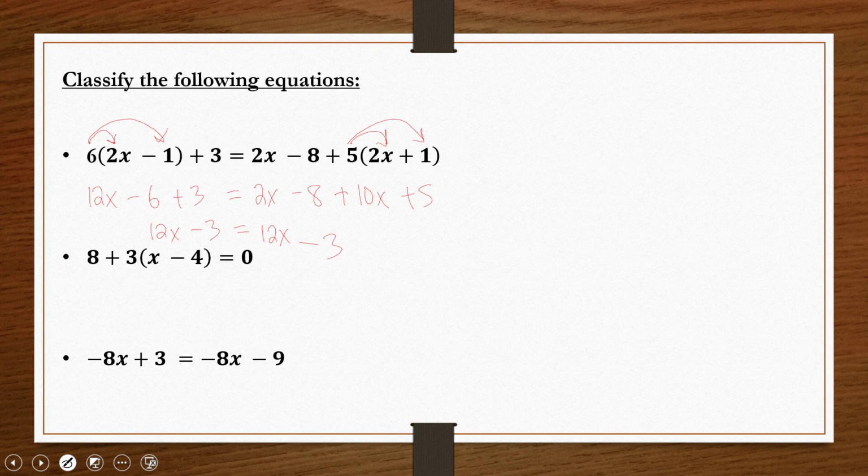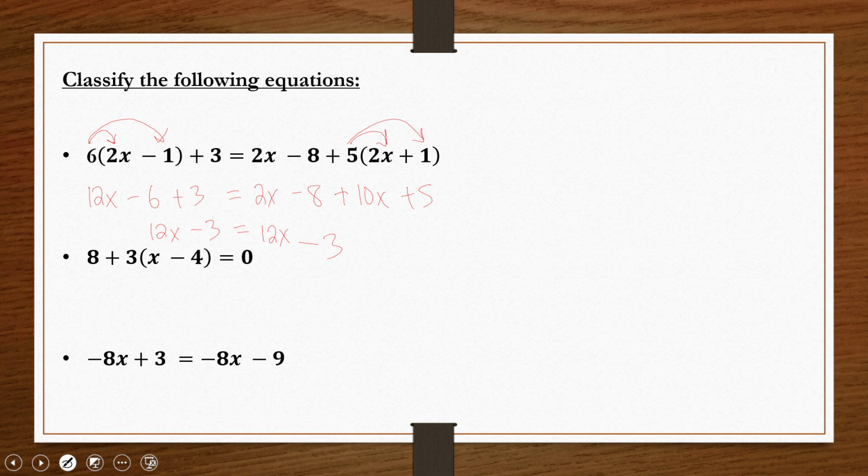So I'll stop here and consider that this should actually be solvable now because I have the exact same expression on each side of the equation. 12x minus 3 is equal to 12x minus 3. So logically speaking, I've got enough information to determine what type of equation this is.